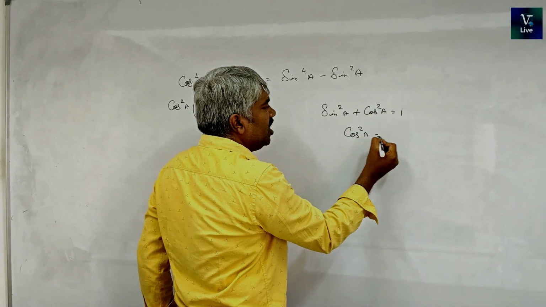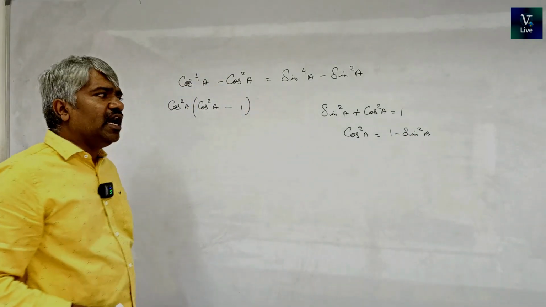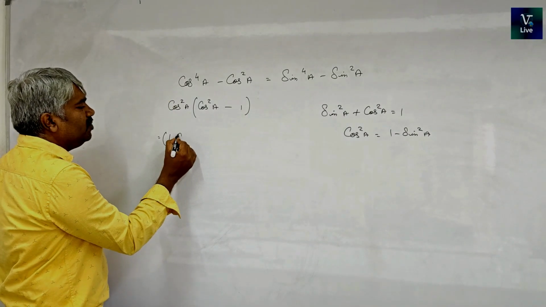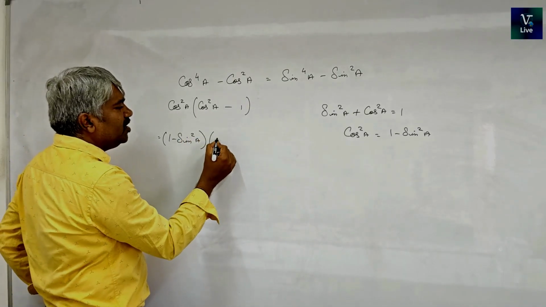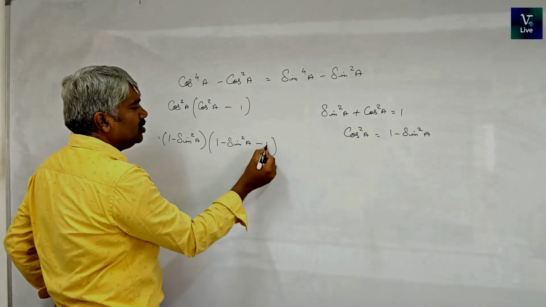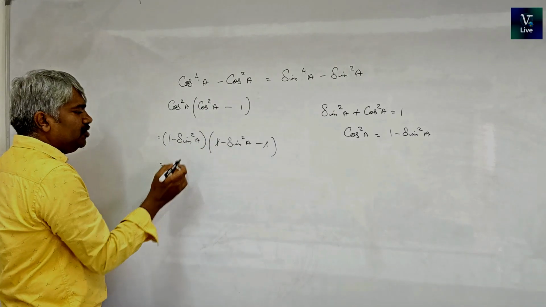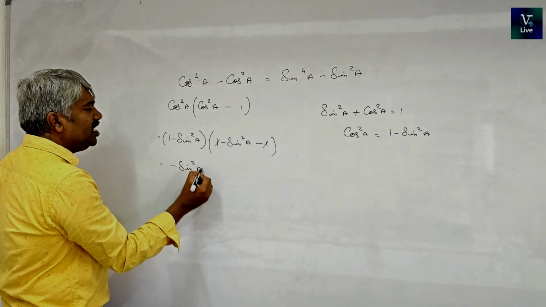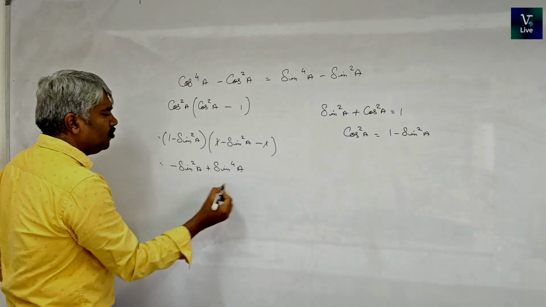So, what is cos square a? It is 1 minus sin square a. I am going to use this to find the solution. Substituting, we get (1 minus sin square a) times (1 minus sin square a minus 1). The plus 1 and minus 1 get cancelled. Minus sin square a, if you multiply, 1 into minus sin square a is minus sin square a, and minus into minus is plus, which is sin power 4a.